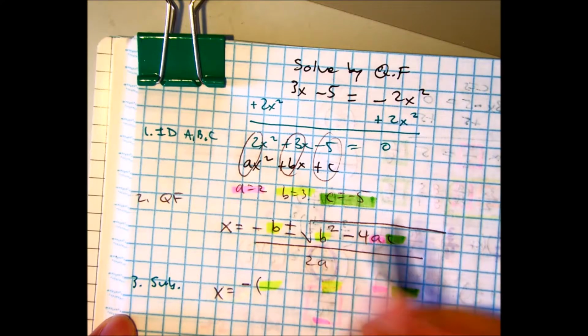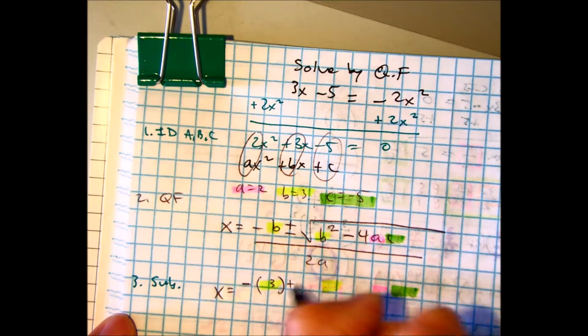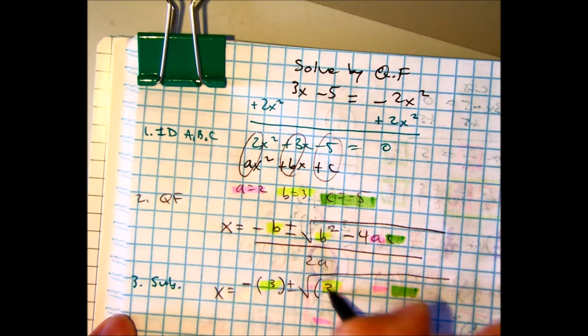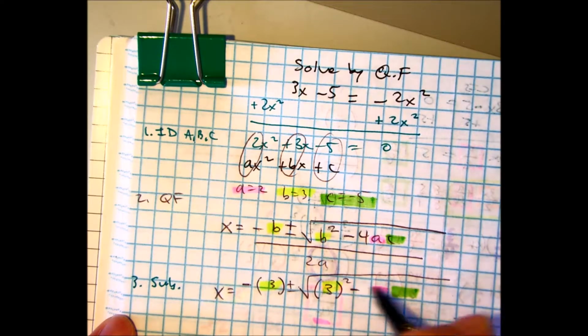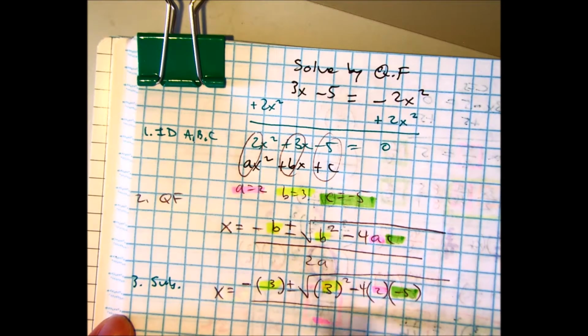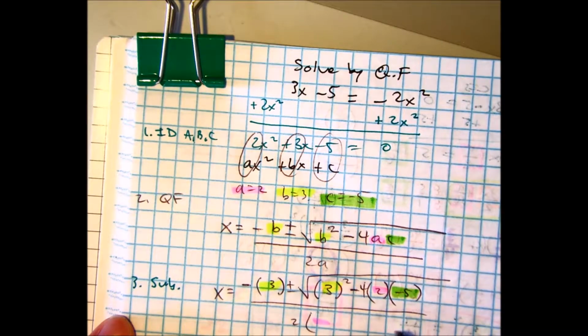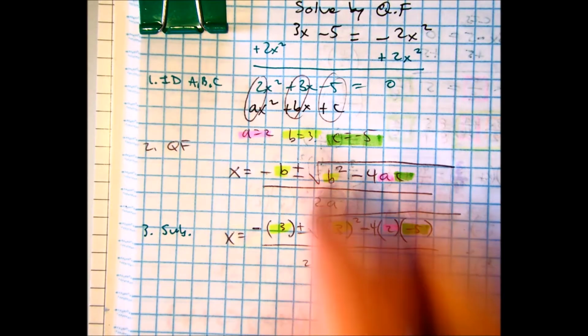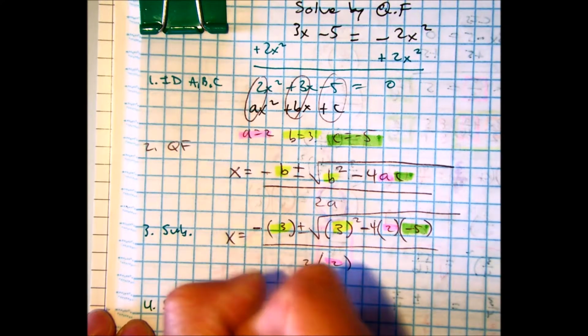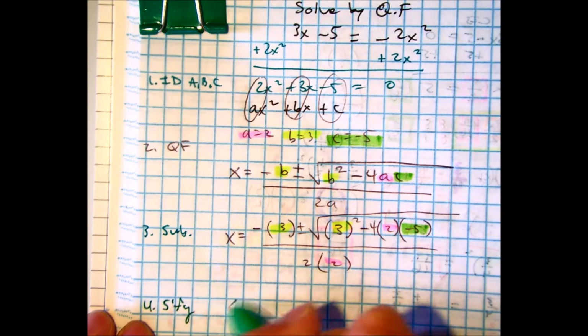Class, your B value? 3. Plus or minus radical. What goes there? 3. Minus 4. 2. Negative 5. 2. You should always do this. Identify the parts. Always write down the formula. Always do a substitution. And last, we do what? We're going to simplify or solve.